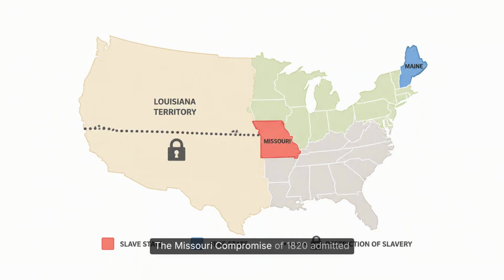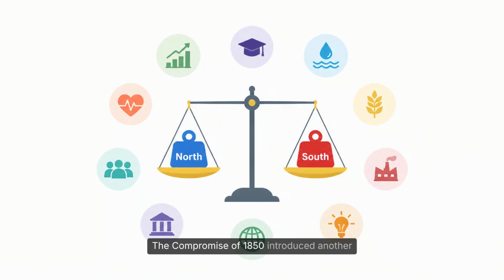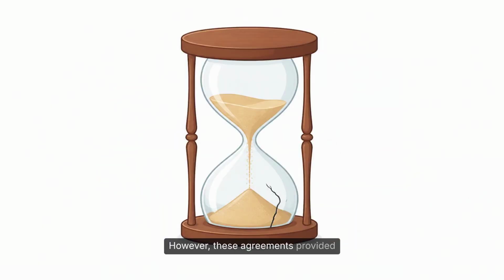The Missouri Compromise of 1820 admitted Missouri as a slave state and Maine as a free state, while restricting slavery in parts of the Louisiana Territory. The Compromise of 1850 introduced another series of measures intended to preserve the balance between northern and southern interests. However, these agreements provided only temporary solutions.